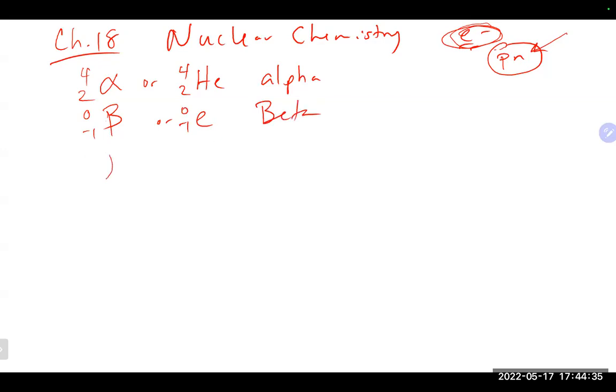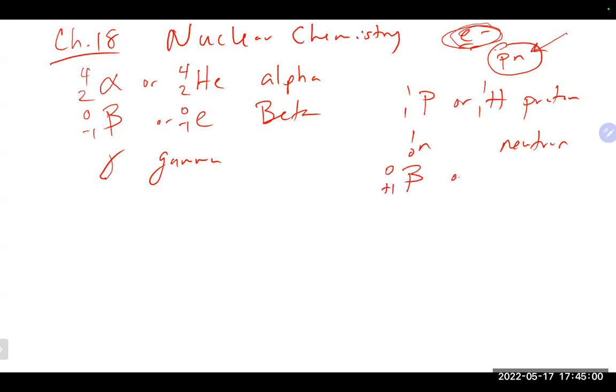We also have gamma, which is just pure energy. Other common things that we come across are protons, which also have a couple of different symbols that are used. Also neutrons as well. And positrons, which have the same deal as our beta particles, but it's basically kind of like a positive electron.